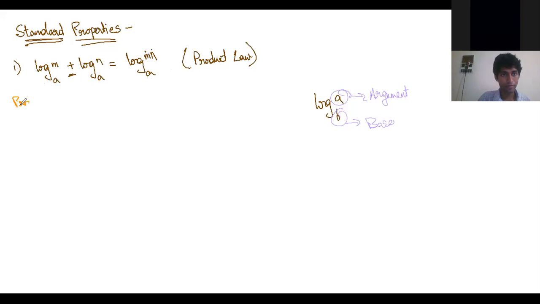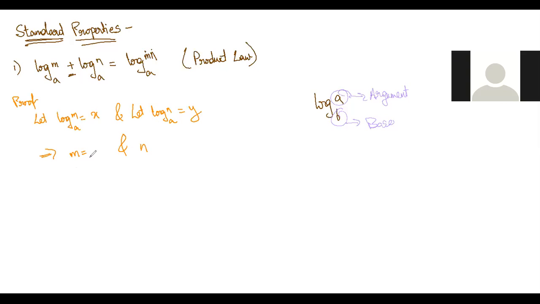What is the proof? Proof is let log m to the base a is equal to x and let log n to the base a is equal to y. That implies m is equal to, what is the value of m? Can anyone tell me? Or wait, I'll ask, and whoever I ask should answer, right? Ronak, can you tell me what is m? Ronak Mandal.